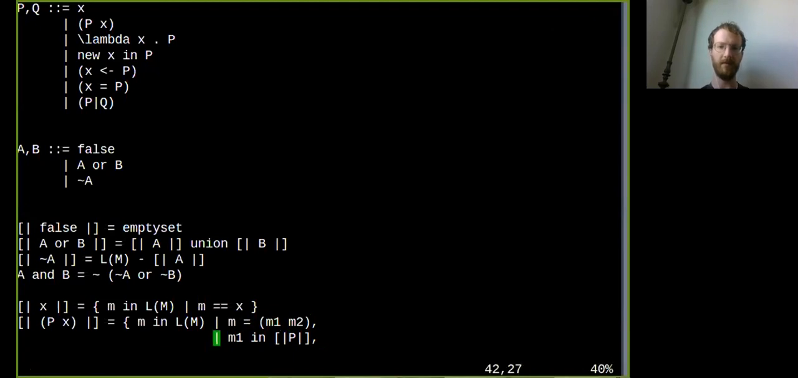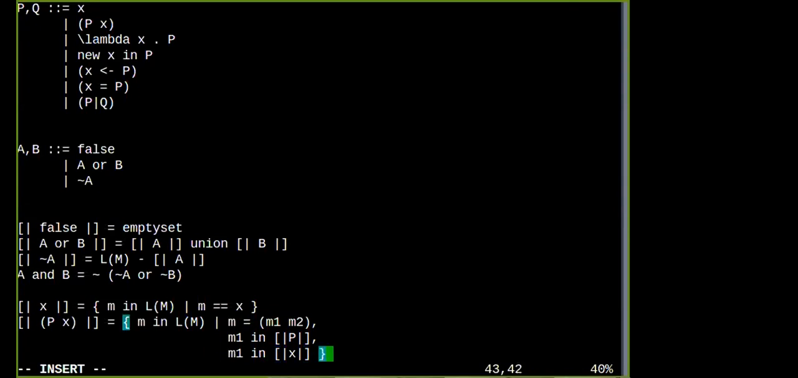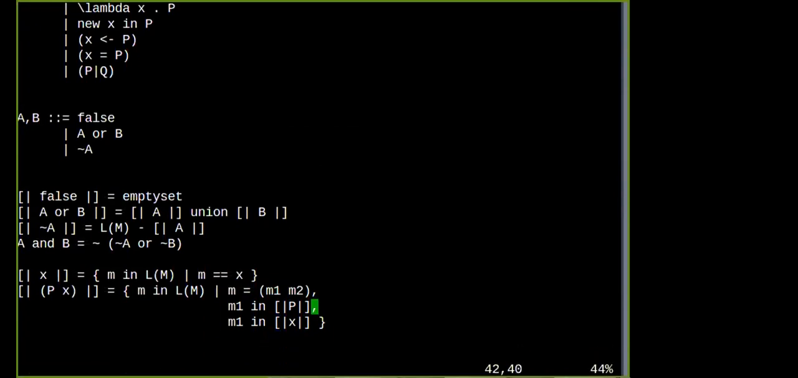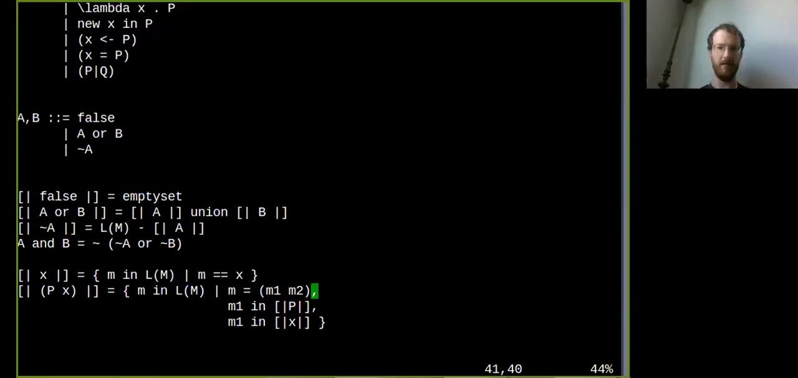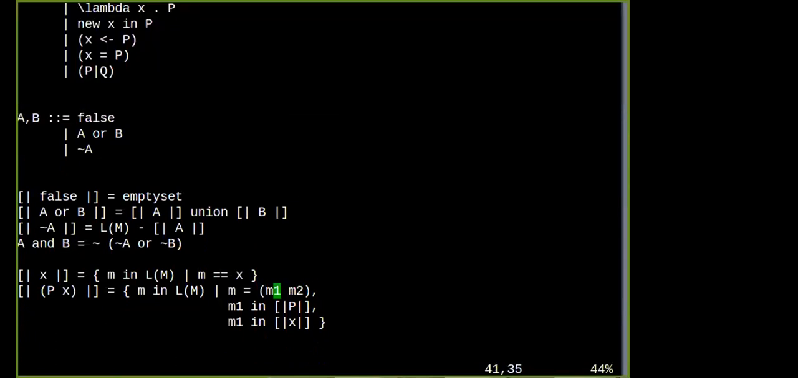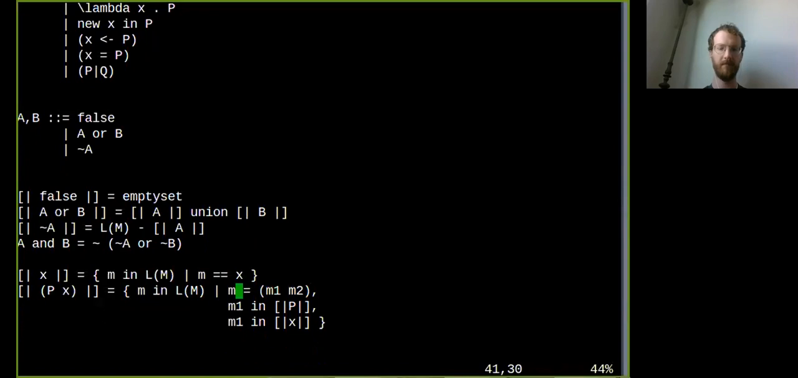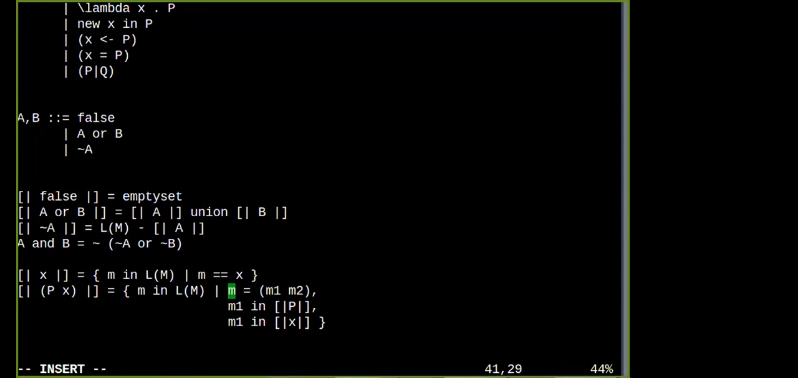Where M1 in meaning of P, and M2 in meaning of X. And M1 and M2 are existentially quantified? There exist M1 and M2? Yeah, I can just read it that way. I'm trying to figure out where I should put that. Well, after the first bar, you can say there exists M1 and M2.